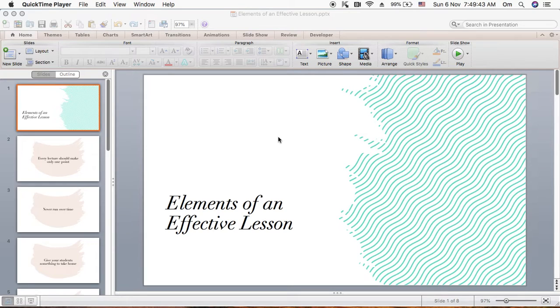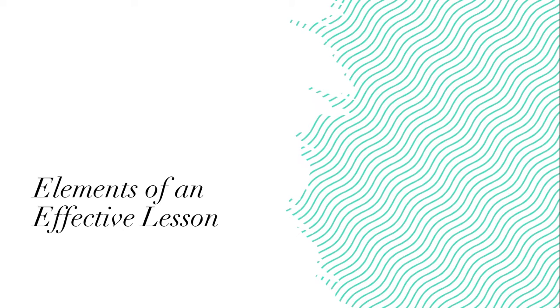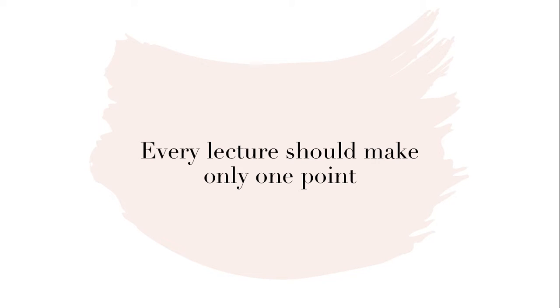Elements of an effective lesson. How do we make our 35-40 minute lesson each day more effective so that our students are able to gain the maximum out of it? Let me share a presentation and, using that, go through the points that we need to be careful about. The first point is every lecture should only make one point.